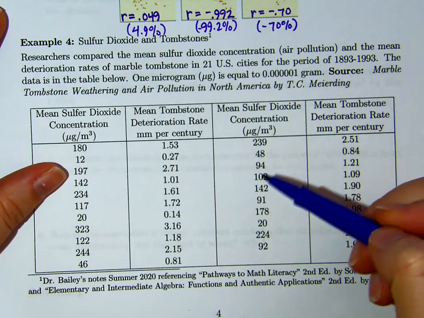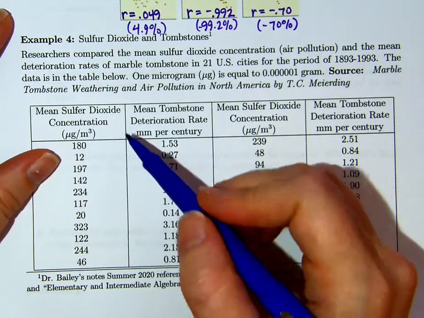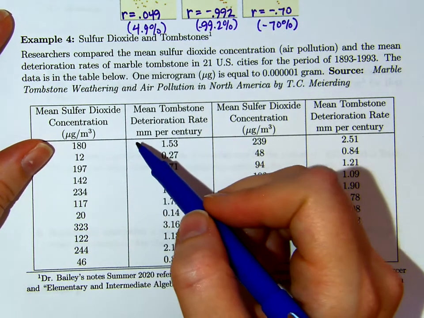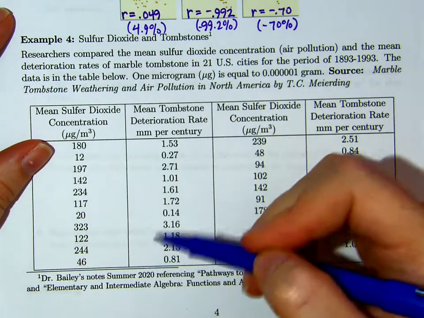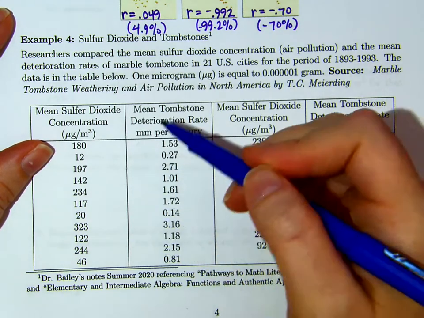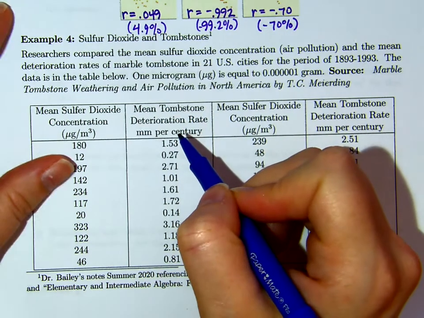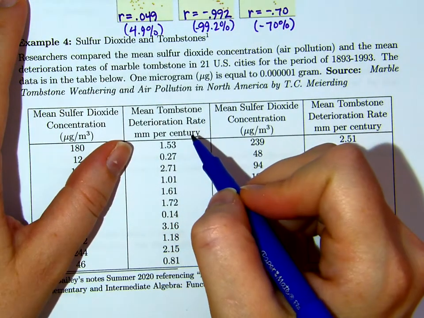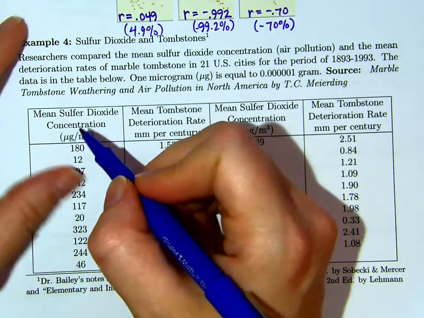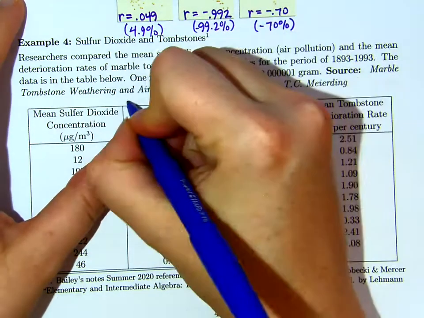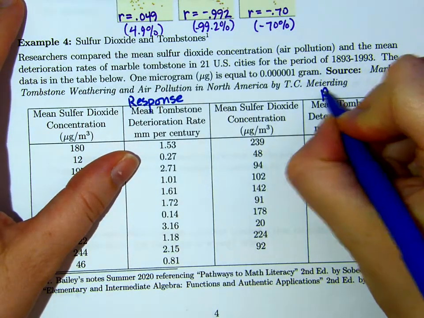And then we think, okay, how strong is the linear relationship between these two variables? Once we make that kind of association, we think, which one do we think is responding to the other, and which one do we think is explaining the other? So we are guessing, or theorizing, that the deterioration of the marble is responding to air pollution. So I'm going to put this as the response, and notice that this is just a really big data set.